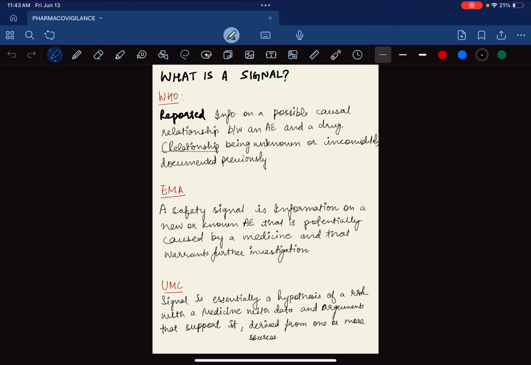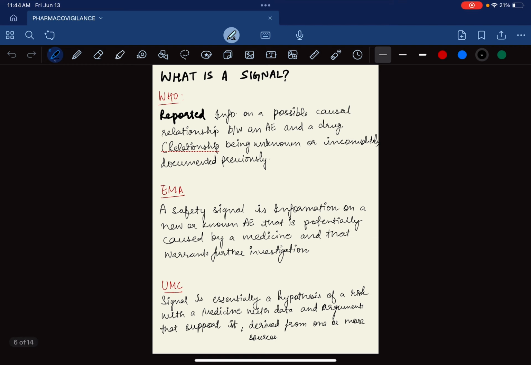Next one is UMC, the Uppsala Monitoring Center, Sweden. It defines a signal as essentially a hypothesis of a risk with a medicine, with data and arguments that support it, derived from one or more sources. So, as per UMC, it is a hypothesis, something that is not proven yet, a hypothesis of risk associated with the medicine based on the data.